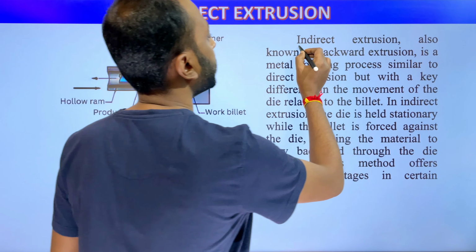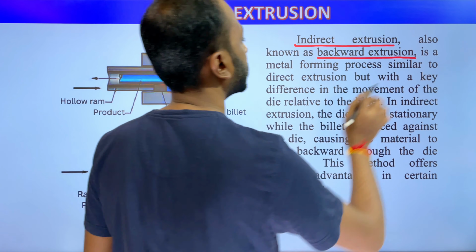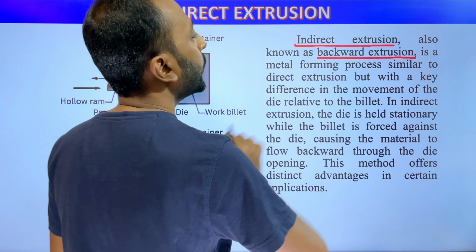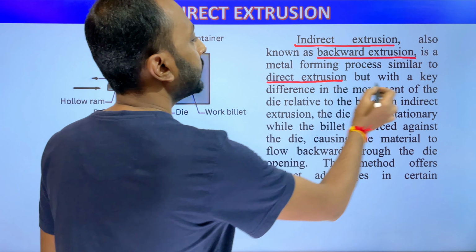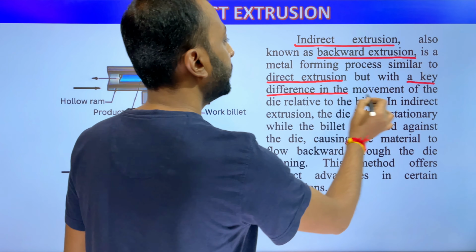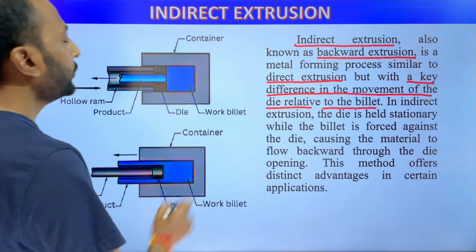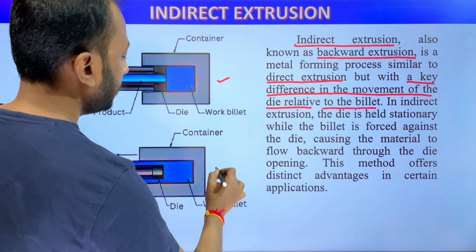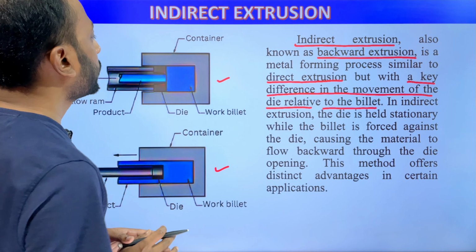So, indirect extrusion is also known as backward extrusion. This is a metal forming process similar to direct extrusion but with a key difference in the movement of the die relative to the billet. This and this are the figures of the indirect or backward extrusion process.